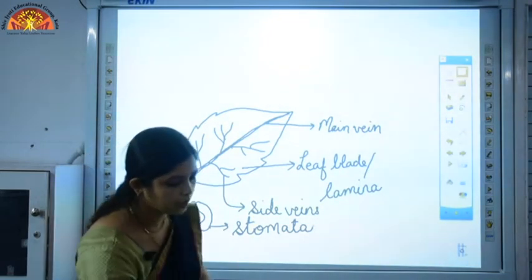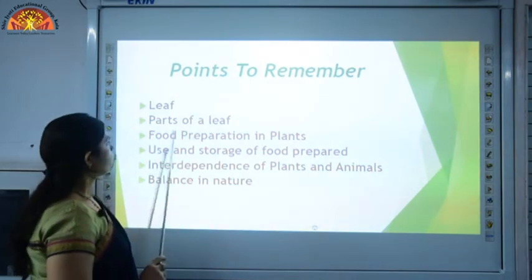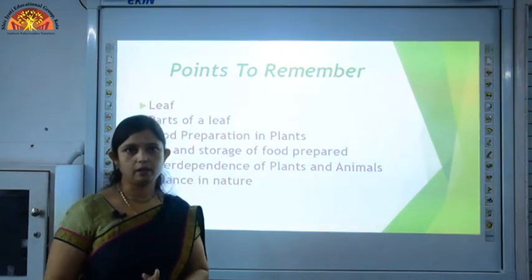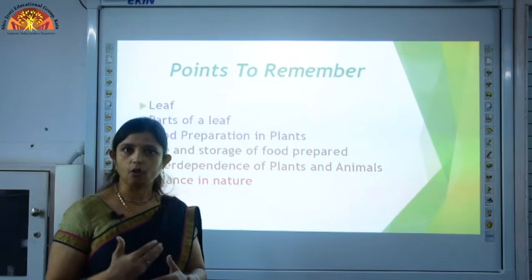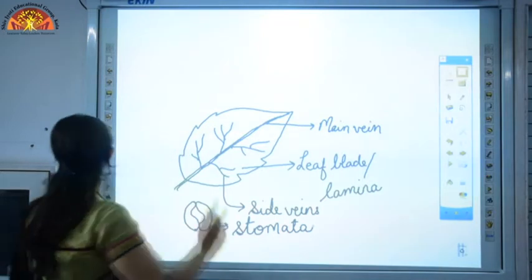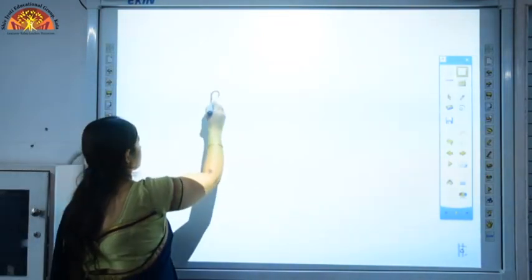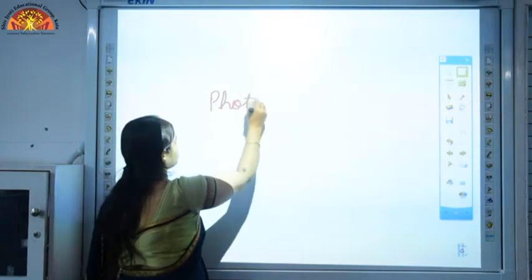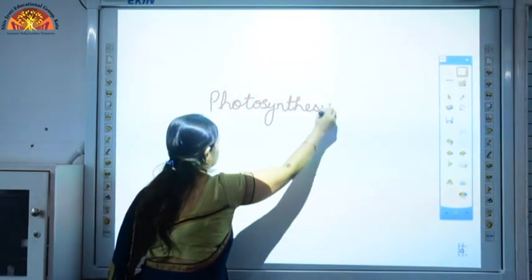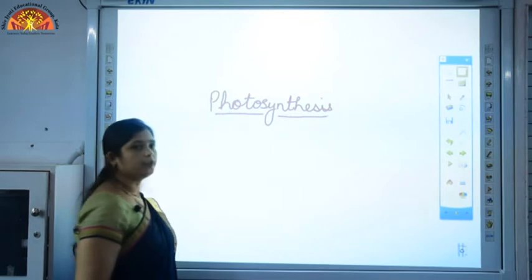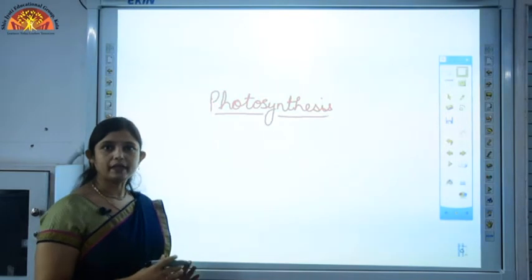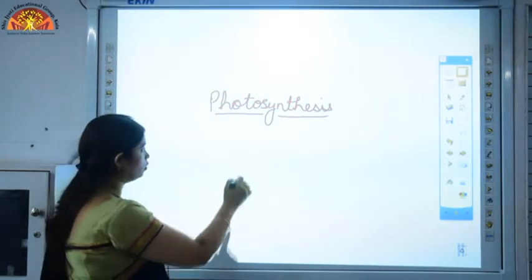Now students, we come to our next topic, that is food preparation in plants. As plants can make their own food, there is a process called photosynthesis. Photosynthesis is a process through which plants prepare their own food with the help of sunlight and chlorophyll. Now we will discuss this topic in detail, how this process takes place.